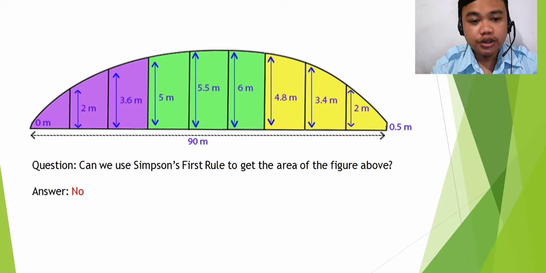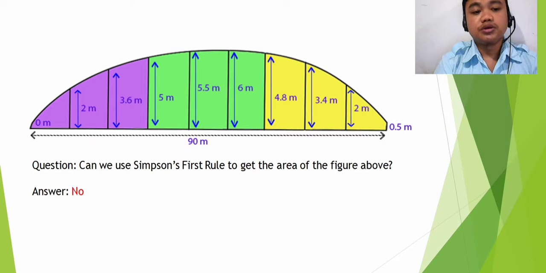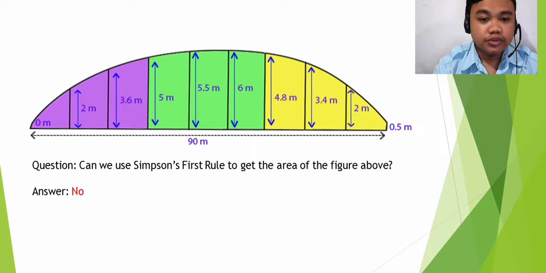So we have here the question before we proceed. Can we use Simpson's first rule to get the area of the above figure? Of course, the answer is definitely no. Why is it that we could not use Simpson's first rule? Since we do not meet the requirements.